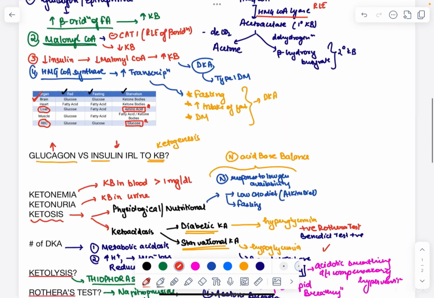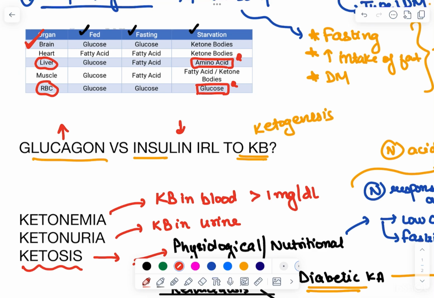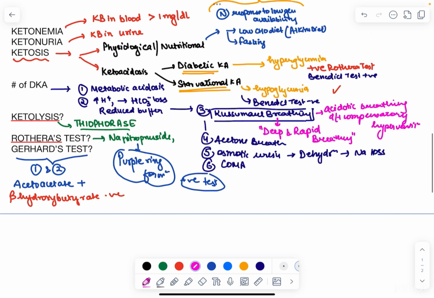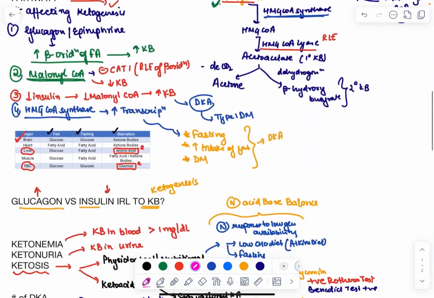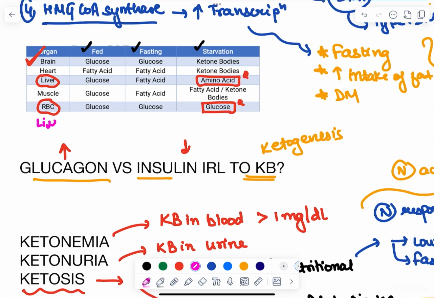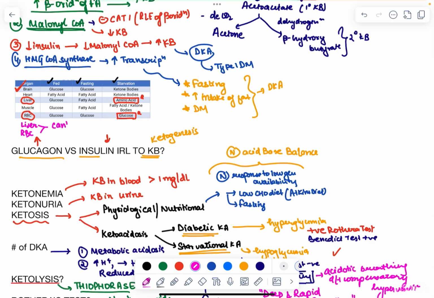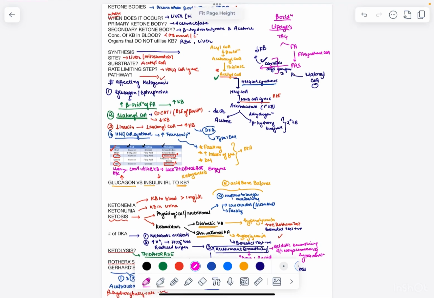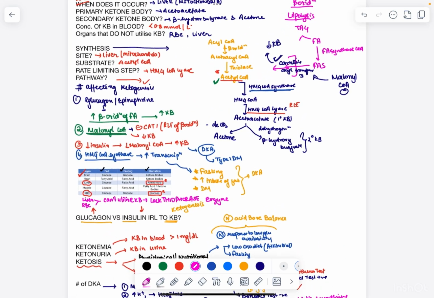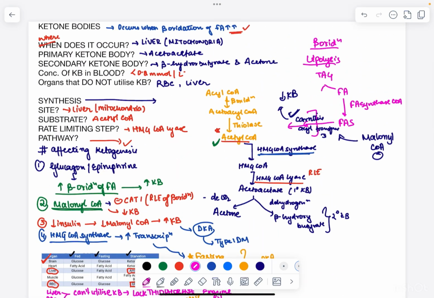One of the most asked MCQs these days is why is the liver not able to utilize ketone bodies, or why are RBCs not able to utilize ketone bodies? I think I included it somewhere, but I can't find it, so I'll just tell you. Liver and RBC can't utilize ketone bodies because they lack the thiophorase enzyme.